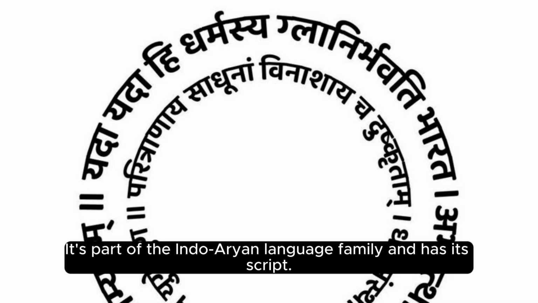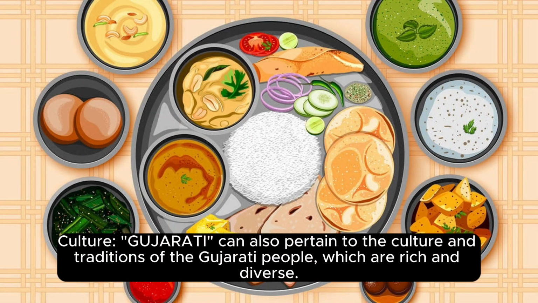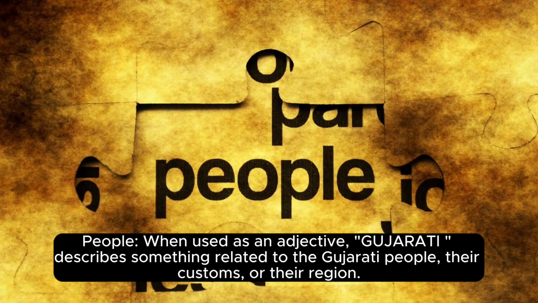It's part of the Indo-Aryan language family and has its own script. Culture: Gujarati can also pertain to the culture and traditions of the Gujarati people, which are rich and diverse. People: when used as an adjective, Gujarati describes something related to the Gujarati people, their customs, or their region.